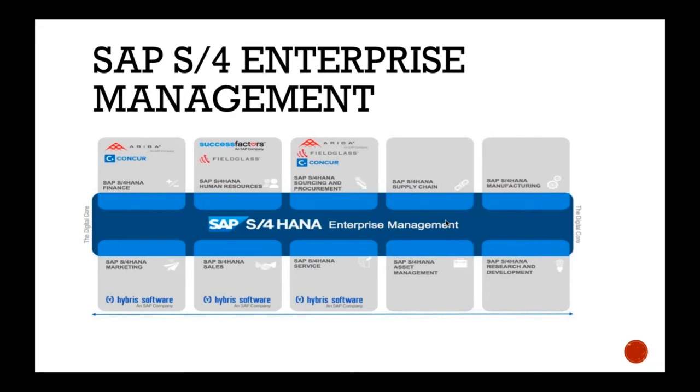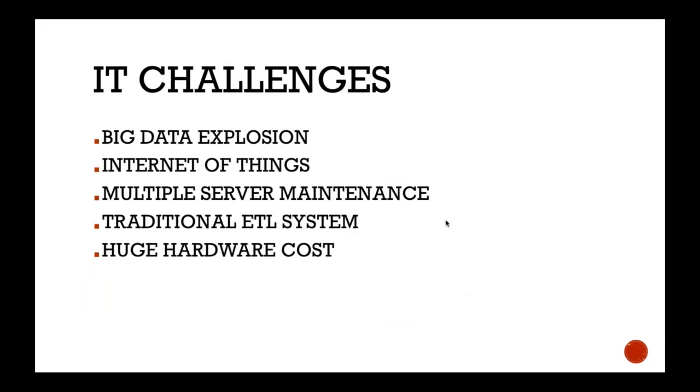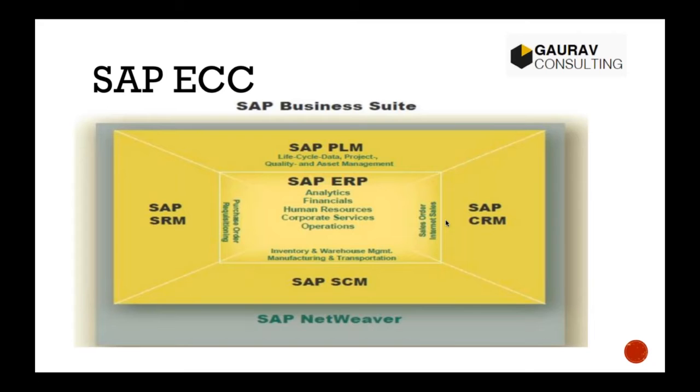If you compare this picture with the ECC picture, in the center we have SAP ERP, and it is surrounded by CRM, SRM, SCM, PLM. CRM, SRM, SCM, and PLM were considered advanced modules in SAP ECC. But now these are no longer considered advanced modules. They actually became obsolete.